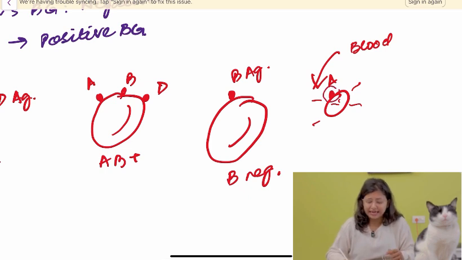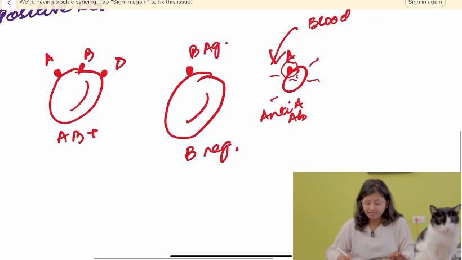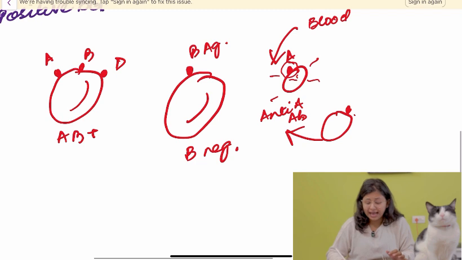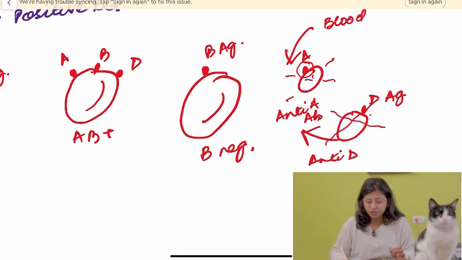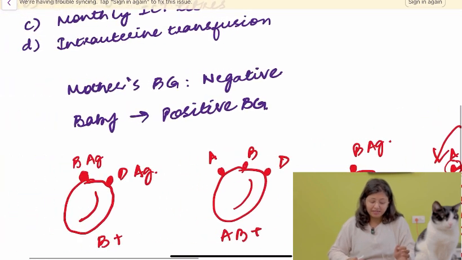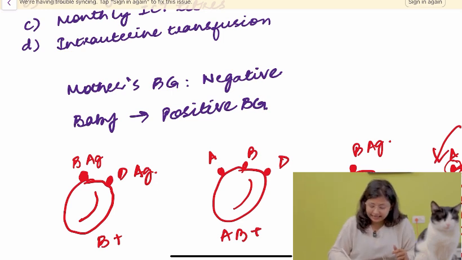The body will identify this foreign A antigen and make anti-A antibodies. Similarly, in an Rh negative mother, if she is by chance exposed to a positive blood group, which means the RBC that she is being exposed to has a D antigen, then the body will start making anti-D antibodies, which will help to destroy this foreign antigen. So this is the problem that we are facing in a pregnancy where the mother's blood group is negative, but the baby's blood group is positive. In case there is any feto-maternal hemorrhage or any mixing of the baby's blood and the mother's blood, the mother's body is going to mount an immune response that is going to create anti-D antibodies.